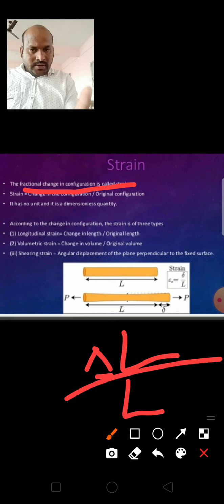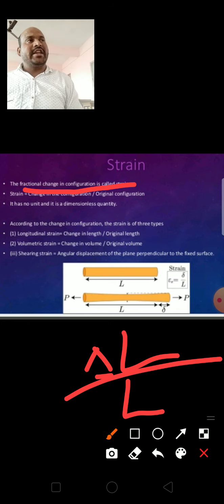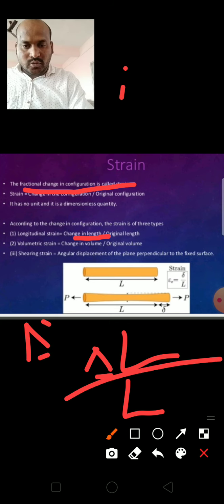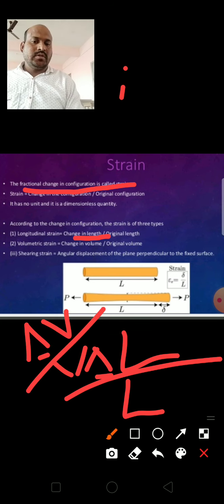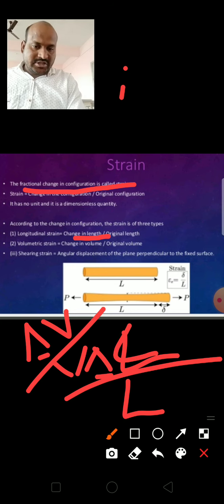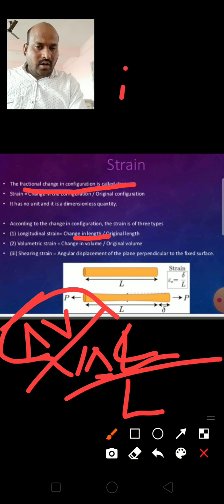Okay, so see the types of strains: longitudinal strain, volume strain, also called bulk strain, and shearing strain. Longitudinal strain is when the length changes, that is, change in length to original length. Volume strain is the change of volume divided by original volume. So change of length to original length is longitudinal strain, and change of volume to original volume is volume strain or bulk strain.